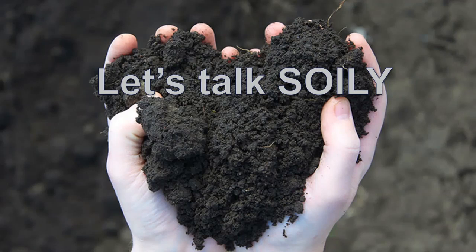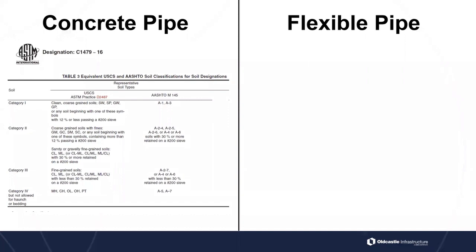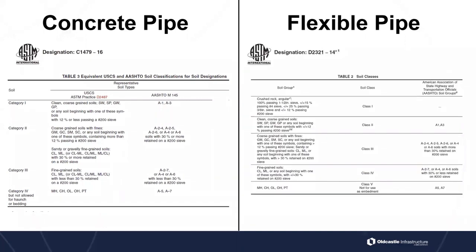So let's talk soil. In C1479 for concrete pipe, we have these different categories of soil, and in flexible pipe, they call them soil classes. So you've got categories for concrete and classes for flexible. I'm hoping that I don't confuse you too much, but the next thing is maybe going to get even more convoluted and confusing. So bear with me here, stick with me. We can get through this together.